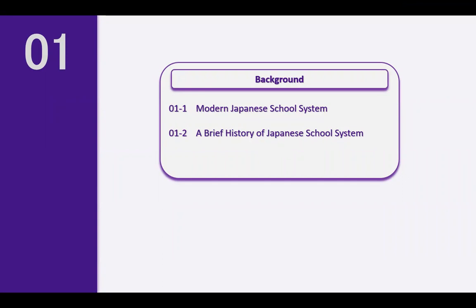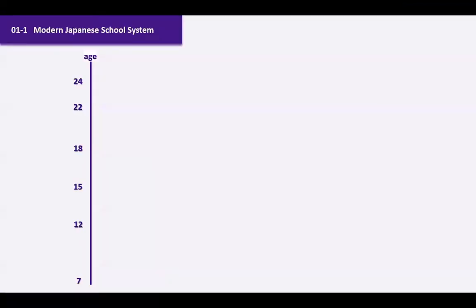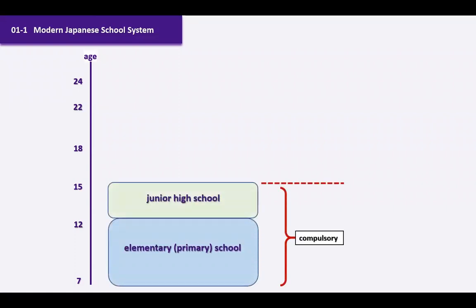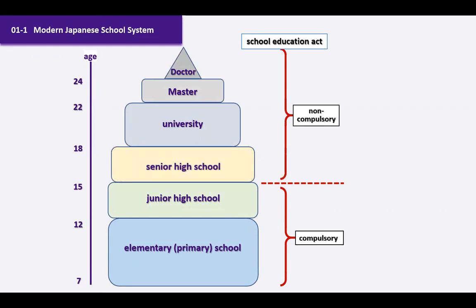Then I will go to the background. First, I will discuss the modern Japanese school education system and the post-World War II period. In my country, elementary and junior high schools are compulsory under the School Education Act, whereas senior high schools, including universities, of course, are non-compulsory.